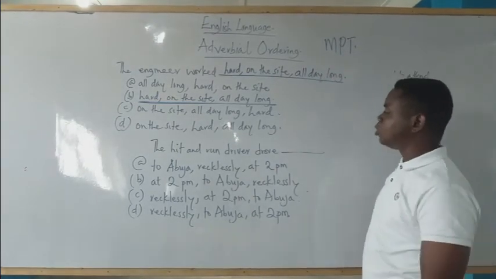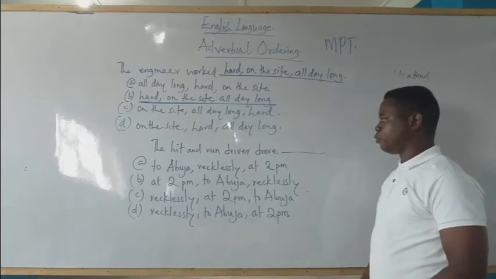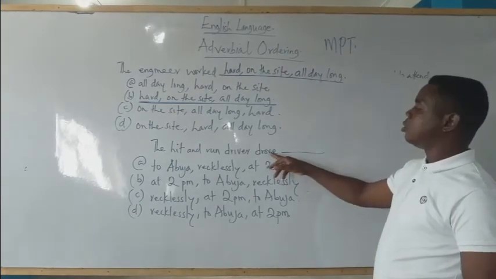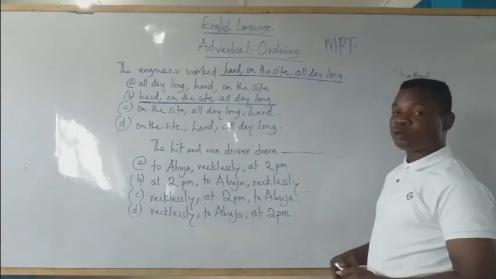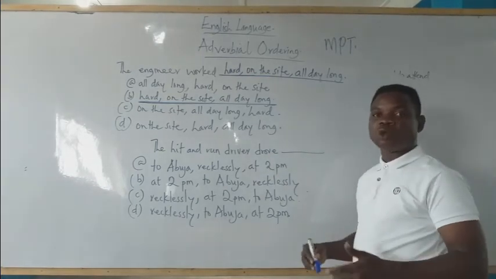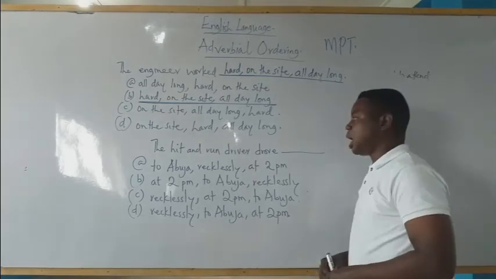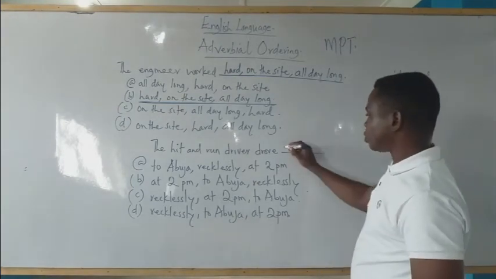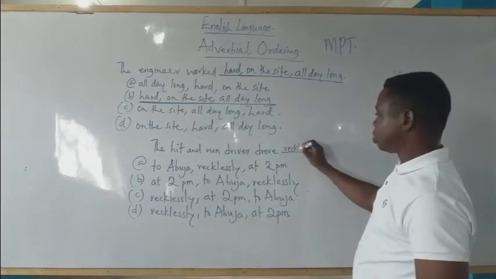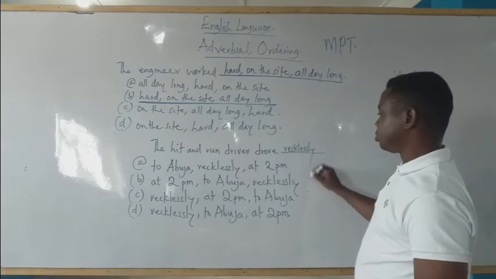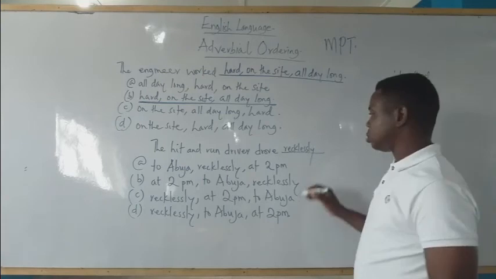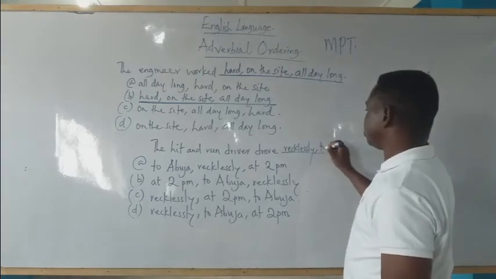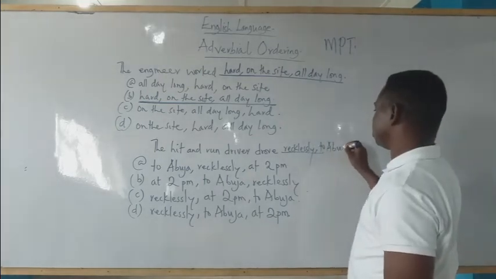The hit and run driver drove. Now let's ask ourselves, how did he drive? That is the manner in which he drove the car. He drove recklessly. Where did he drive to? That is to Abuja.